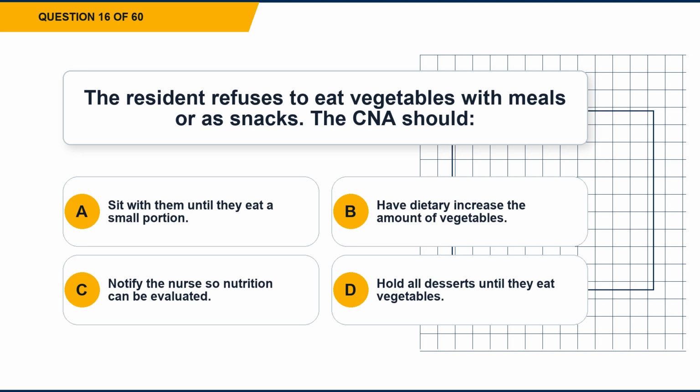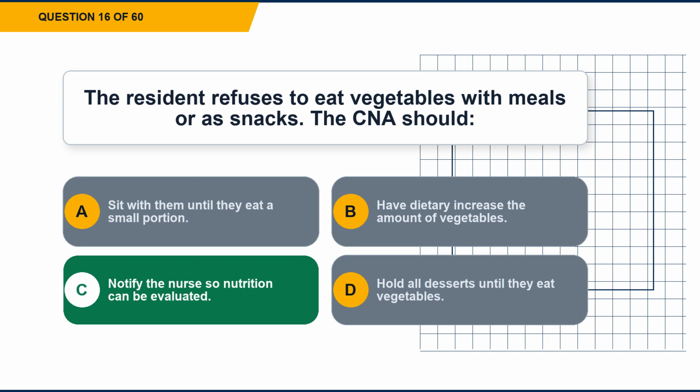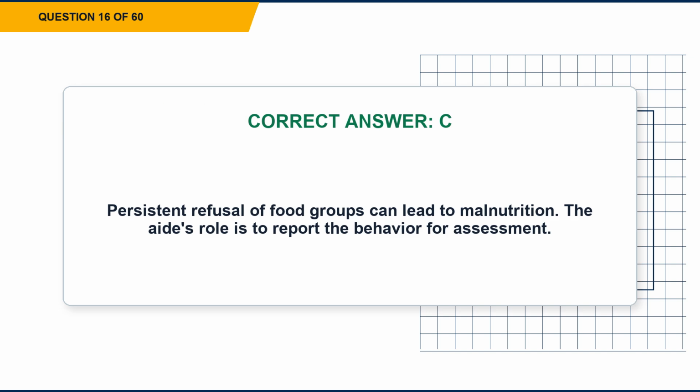Question 16. The resident refuses to eat vegetables with meals or as snacks. The CNA should: Option A, sit with them until they eat a small portion. Option B, have dietary increase the amount of vegetables. Option C, notify the nurse so nutrition can be evaluated. Option D, hold all desserts until they eat vegetables. The correct answer is option C, notify the nurse so nutrition can be evaluated. Explanation. Persistent refusal of food groups can lead to malnutrition. The aide's role is to report the behavior for assessment.